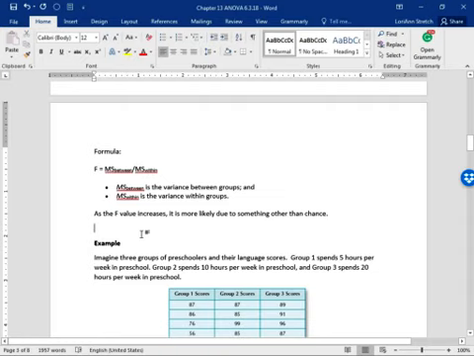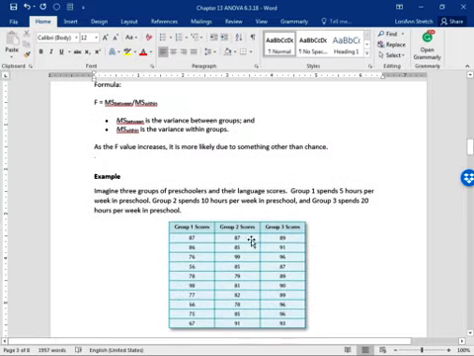variance between groups divided by the variance within groups. As the F value increases, it's more likely that our findings are due to something other than chance. Ideally that's our intervention, or whatever it is we're measuring, but we're always skeptical if that's the only thing we're measuring. But the larger your F score, the more likely it's due to something other than chance, okay?